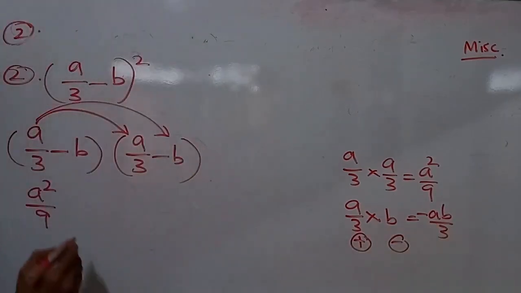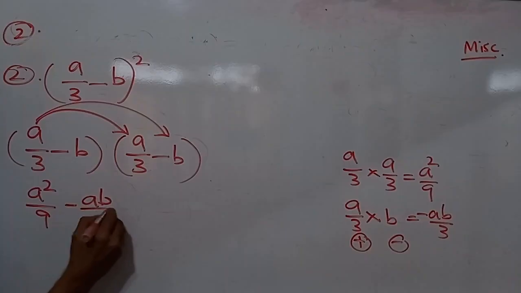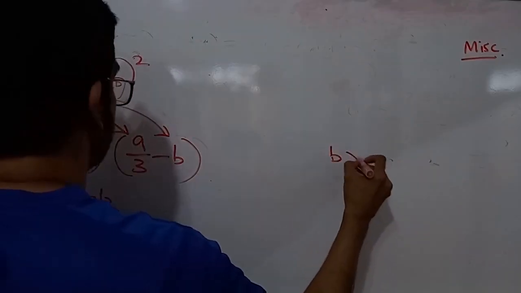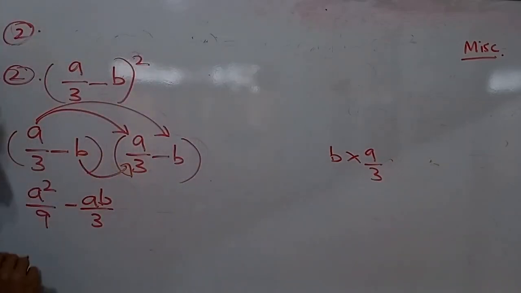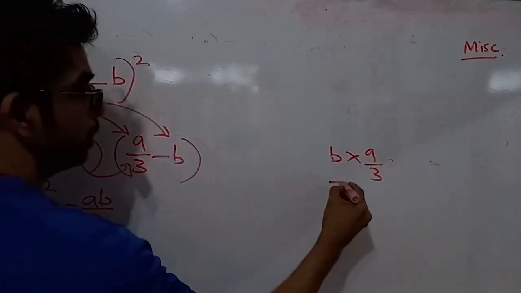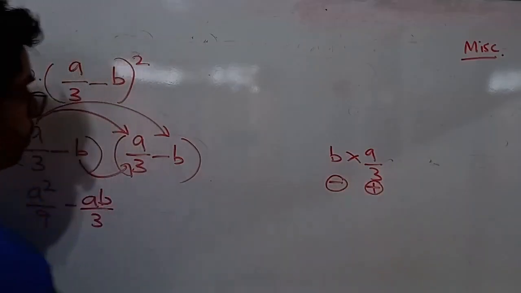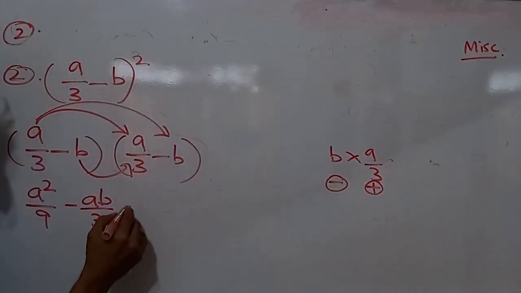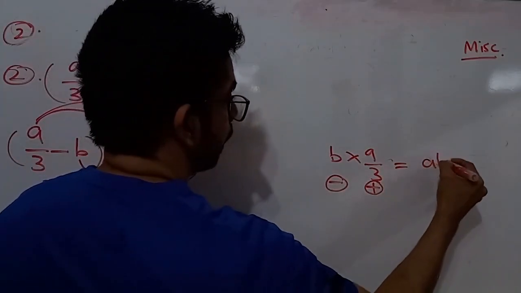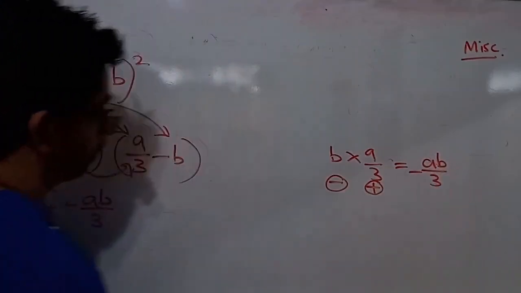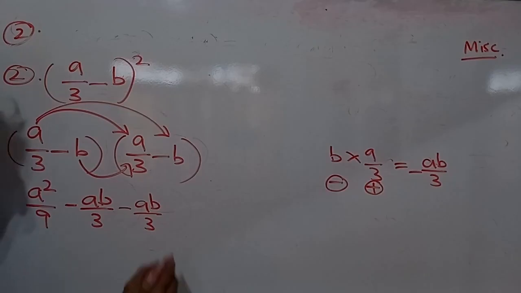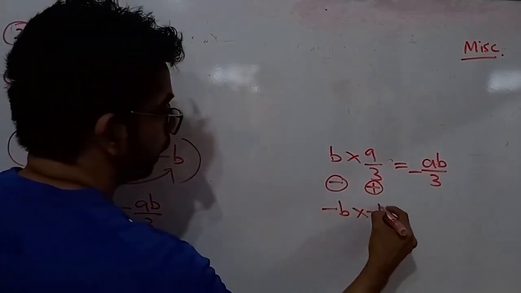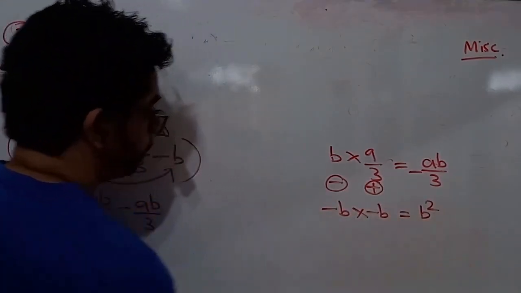So this is a negative. So negative AB by 3, then B into A by 3. Here B is a negative, A by 3 that's positive. Right? So here we get AB by 3, that's a negative. So negative AB by 3. Next, negative B into negative B. So this is positive B square.